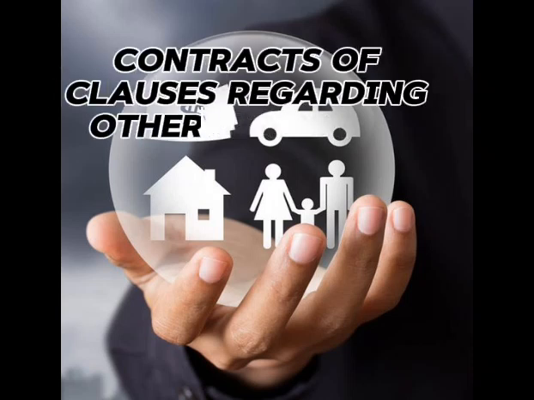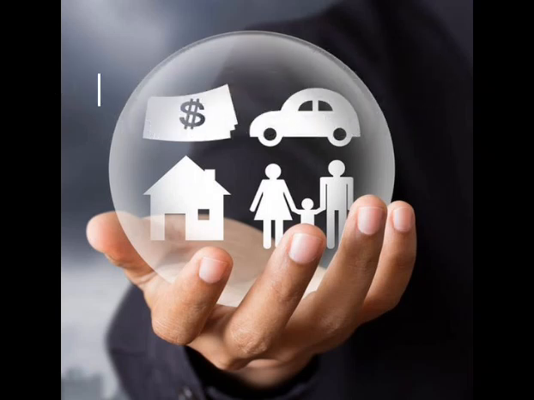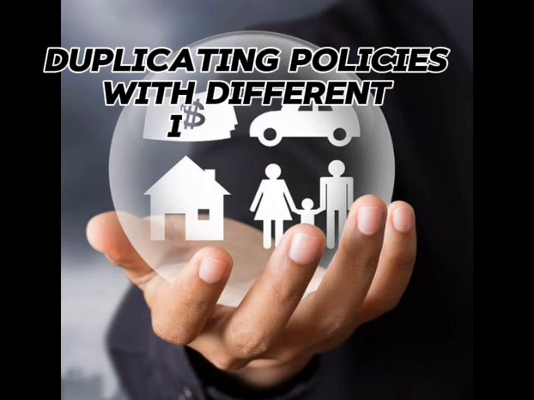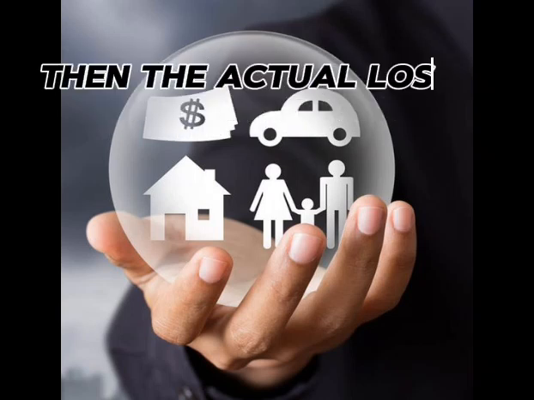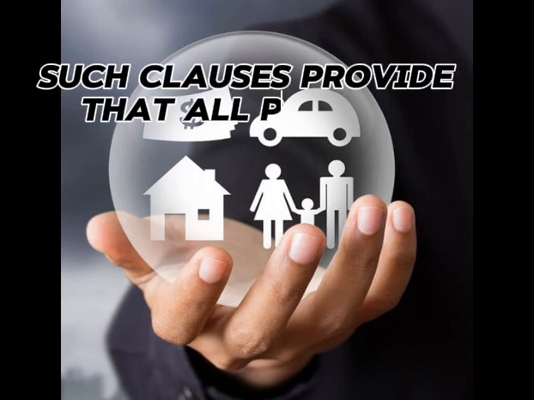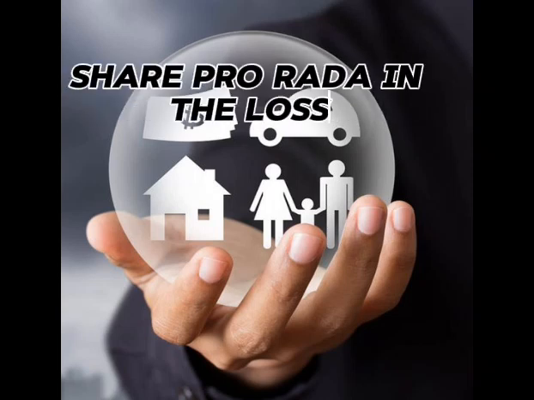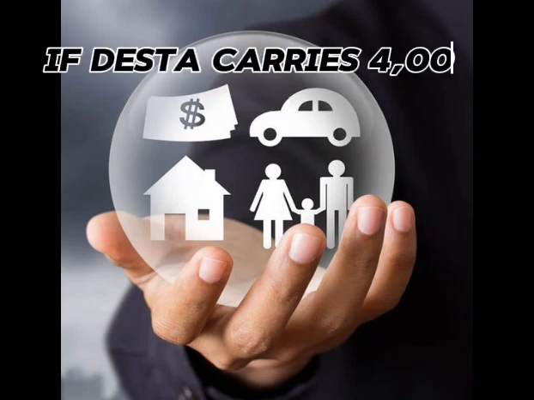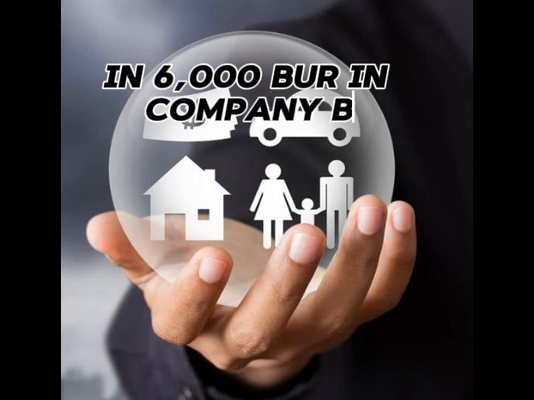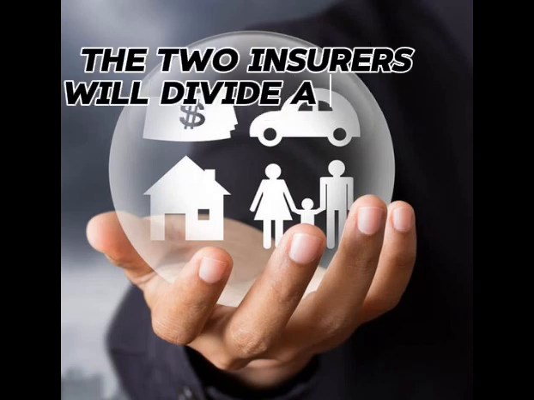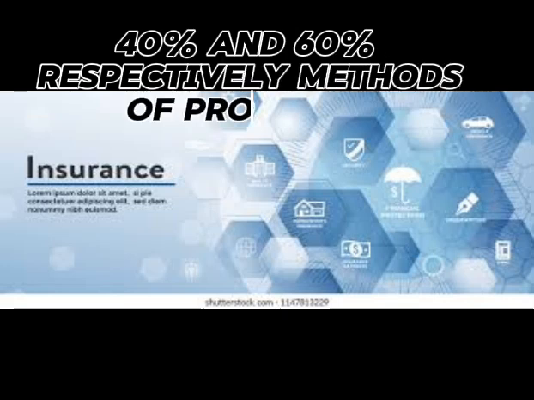One of the important results of the principle of indemnity is the typical inclusion in insurance contracts of clauses regarding other insurance. The purpose of such clauses is to prevent the insured from taking out duplicating policies with different insurers in the expectation of recovering more than the actual loss. Typically, such clauses provide that all policies covering the same risk will share pro rata in the loss. Thus, if Desta carries 4,000 BR fire insurance in Company A and 6,000 BR in Company B, the two insurers will divide a 1,000 BR fire loss 40% and 60%, respectively.